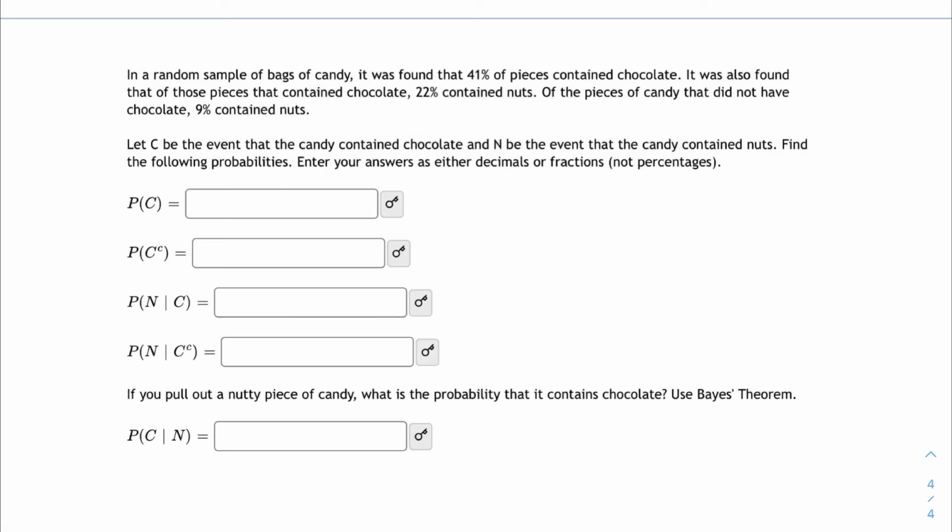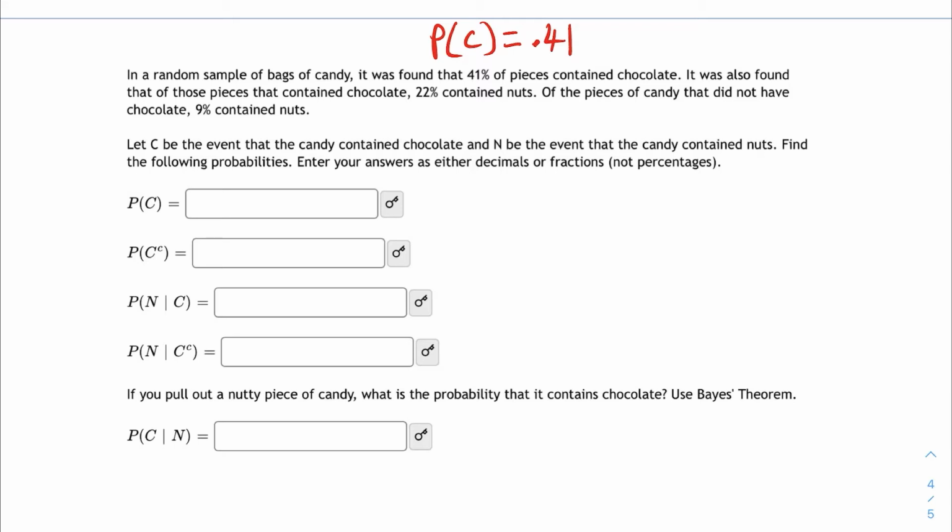Okay. In a random sample of bags of candy, it was found that 41% of the pieces contained chocolate. So 41% of the pieces of candy contain chocolate. That means that the probability of containing chocolate is equal to 0.41. That's given. It was also found that of those pieces that contain chocolate, 22% had nuts.